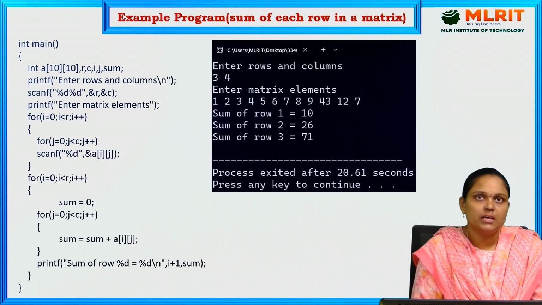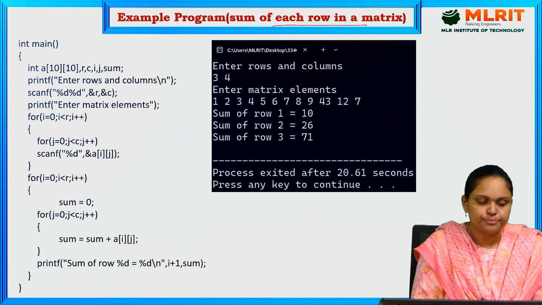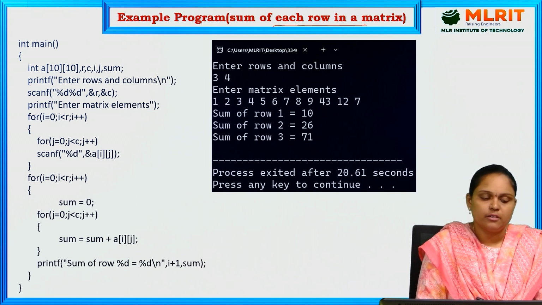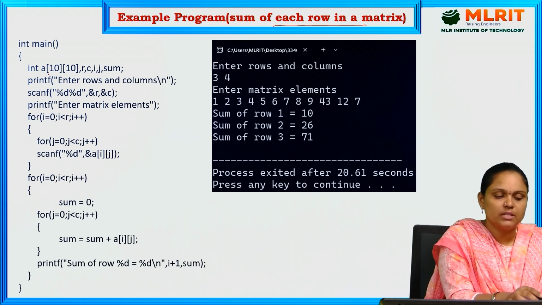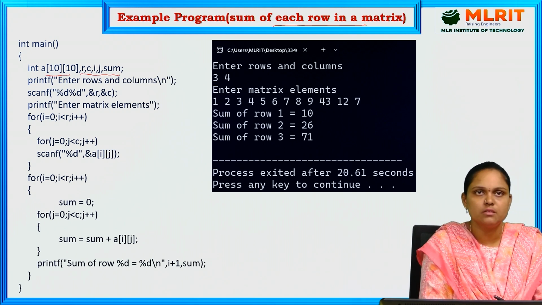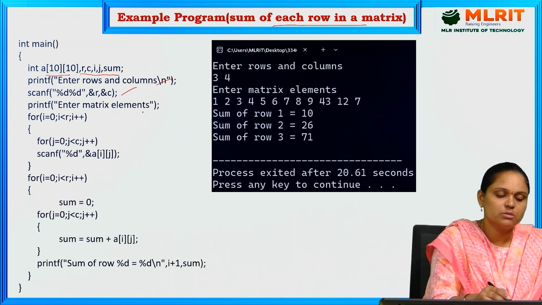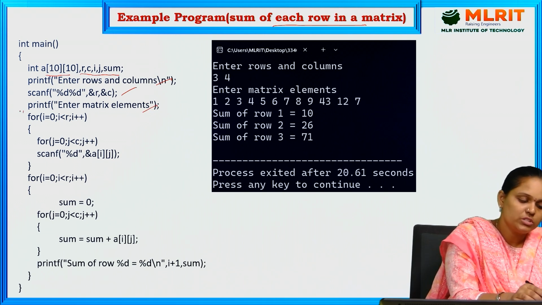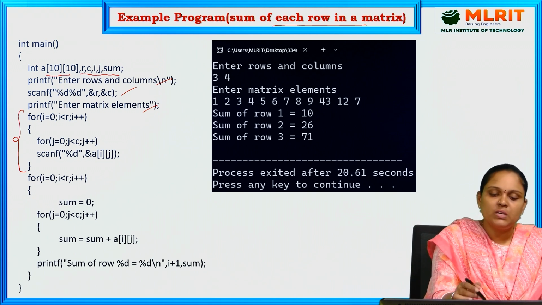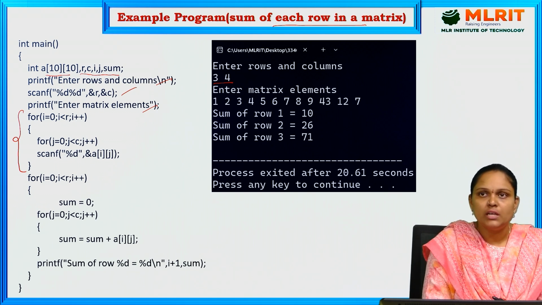So one more example, that is an example program for the sum of each row in a matrix. Suppose we want to find the sum of each row in a matrix. Again, the same as before, we take a 2D array, we declare rows, columns, i, j, and one more variable, the sum. Next we ask to enter rows and columns and read them. By using this printf statement we ask for the matrix elements, and by using this for loop, as we discussed in the previous program, we read all the array elements. Here we take rows as 3 and column size as 4, so in total 12 elements we are going to enter.